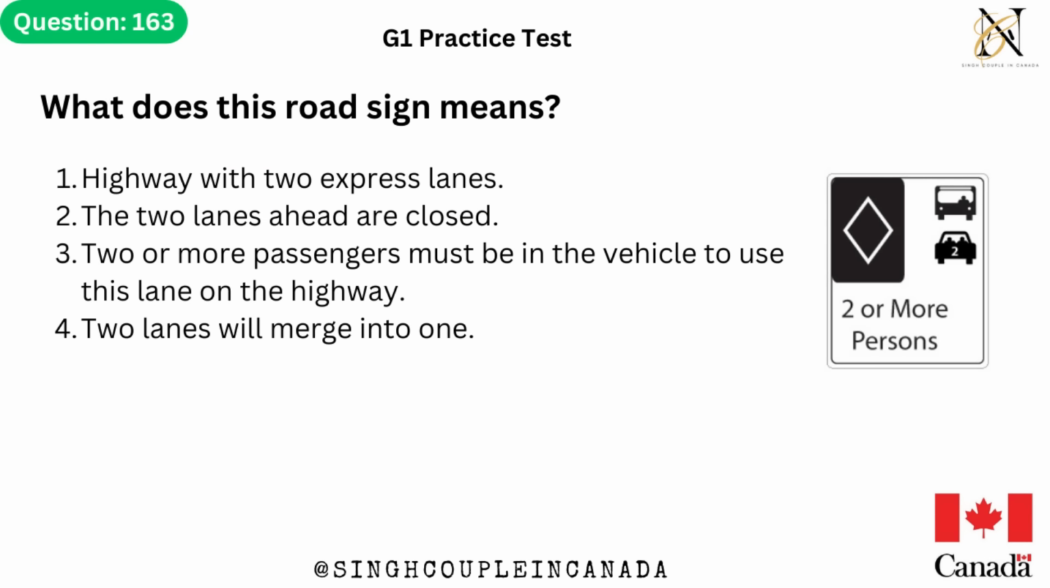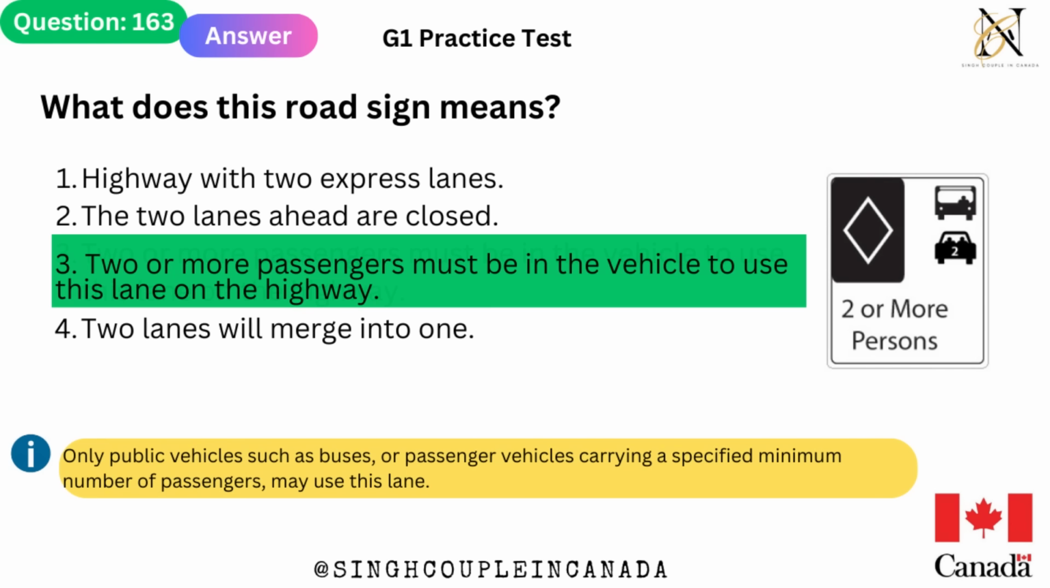What does this road sign mean? 1. Highway with 2 express lanes. 2. The 2 lanes ahead are closed. 3. 2 or more passengers must be in the vehicle to use this lane on the highway. 4. 2 lanes will merge into one. The answer is 3. Only public vehicles such as buses, or passenger vehicles carrying a specified minimum number of passengers, may use this lane.